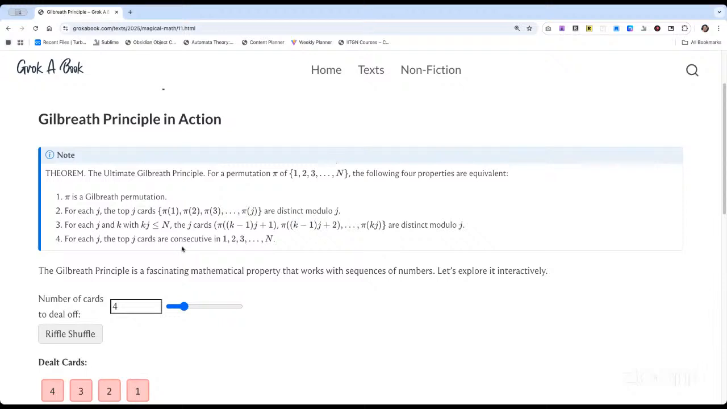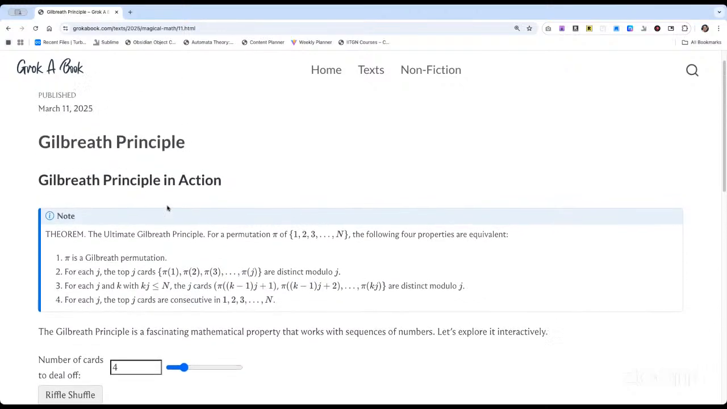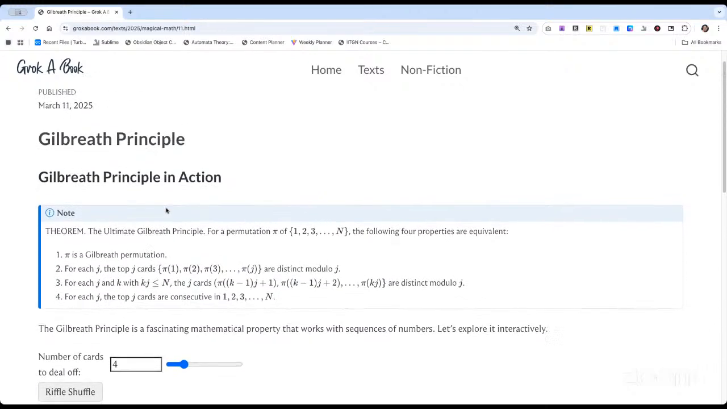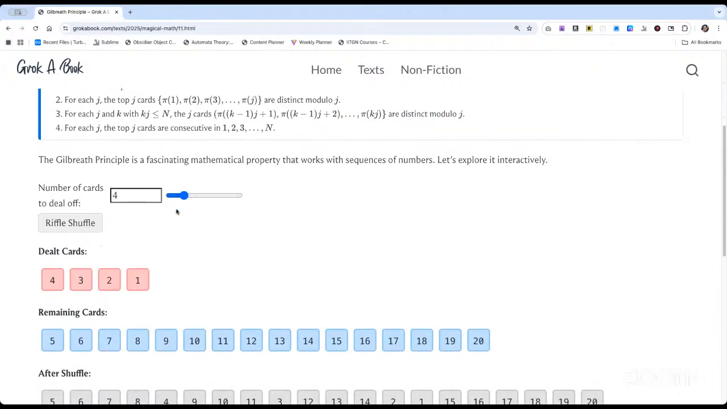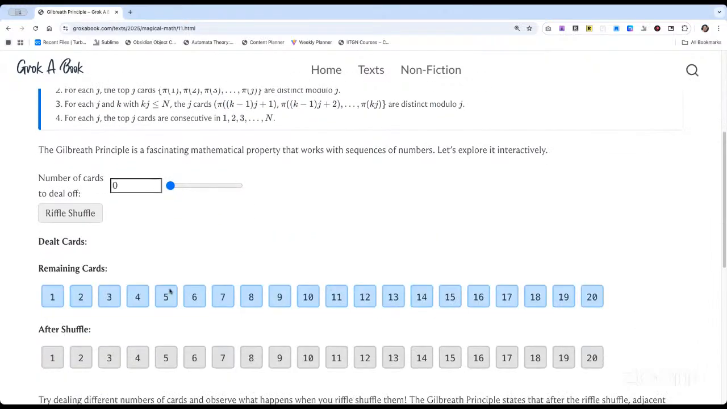But first, let's define what a Gilbreath permutation is. Imagine that you start with the identity permutation. Here it is 1 to 20, in general 1 to n, but in this interactive it is 1 to 20. So this is your original deck. I think of the leftmost card as being on the top of the deck and the rightmost card as being on the bottom. And then you start dealing out some of these cards, and thereby reversing their order.